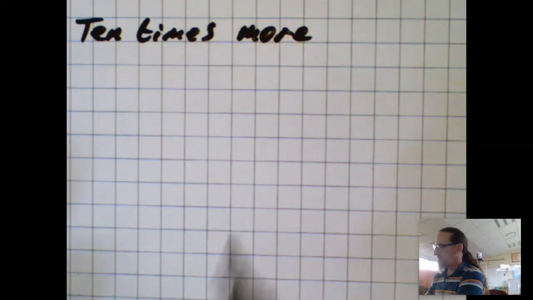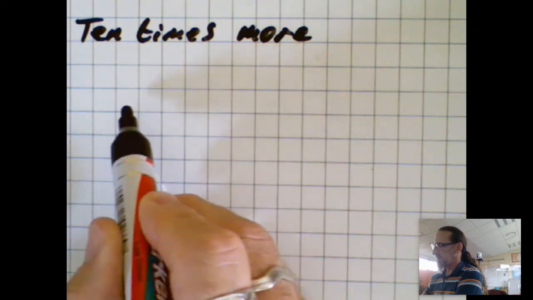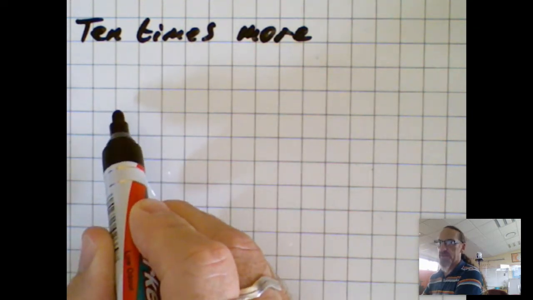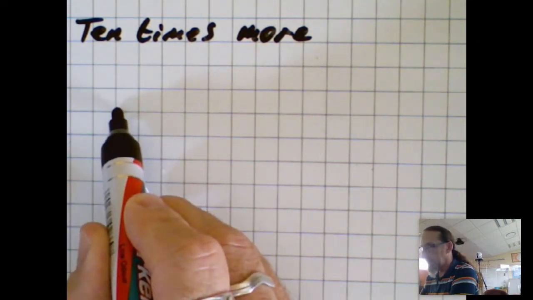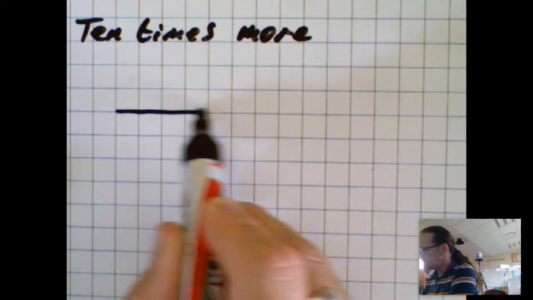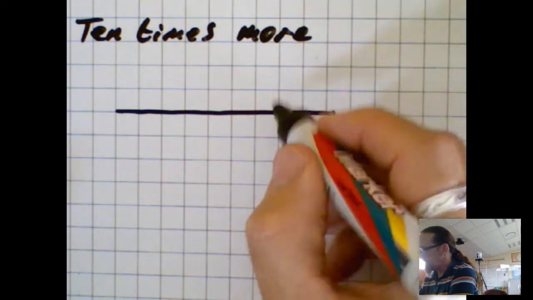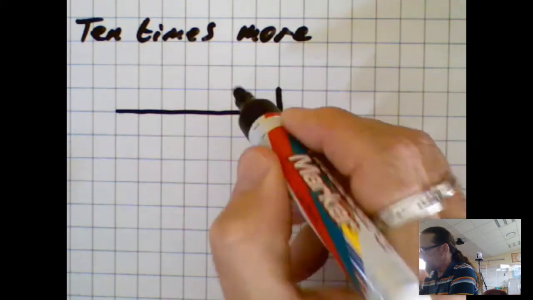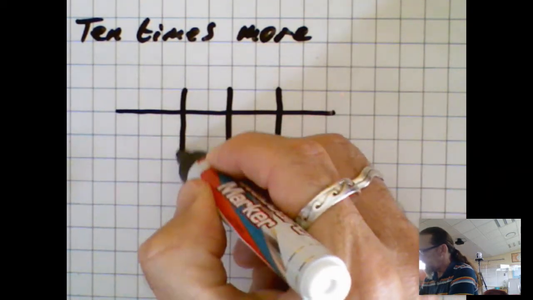Okay, today we're going to have a look at place value charts and what happens when we multiply something by 10. If we make it 10 times more. Okay, so let's just draw out a quick place value chart. I'm going to make it a little bit bigger than usual. Okay, so we can label it up.